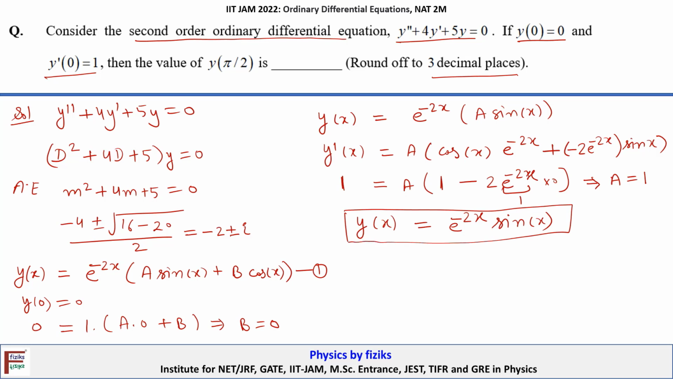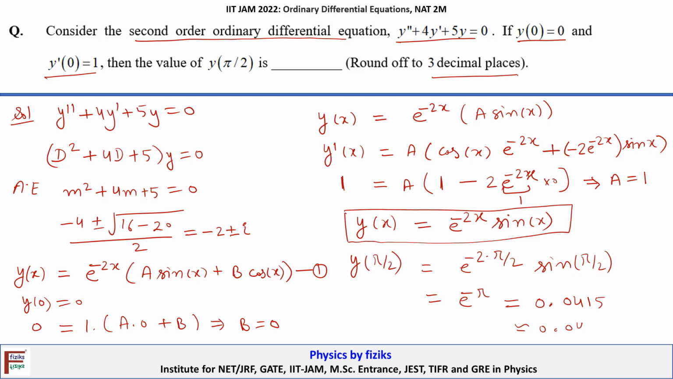Now we have to find the value of y at x is equal to pi by 2. Now substituting x is equal to pi by 2, we can write it as e to the power minus 2 times pi by 2 into sine pi by 2, and sine pi by 2 is 1, therefore this can be written as e to the power minus pi. Now using the scientific calculator, we got the value of 0.0415, which is approximated as 0.042 up to 3 decimal places, and hence the value of y at pi by 2 is 0.042.